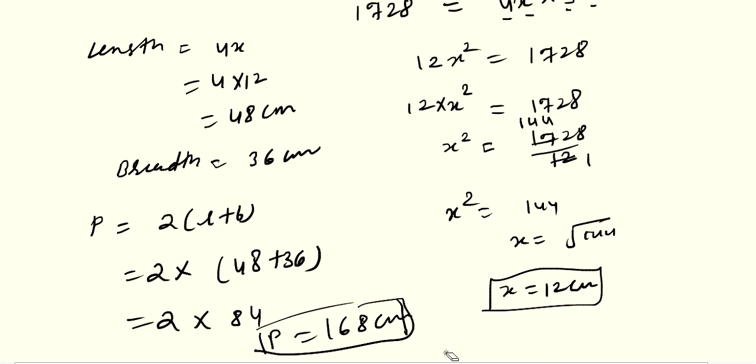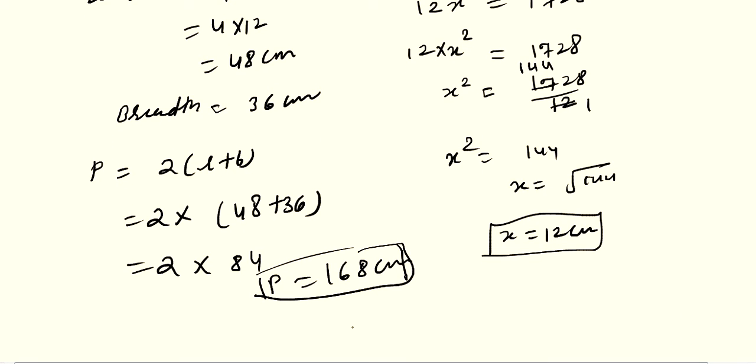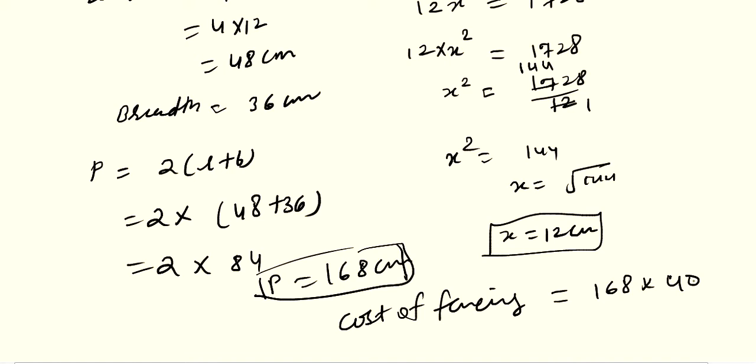Now the cost you have to find. So simply you have to write the cost of fencing equals perimeter 168 into the cost per meter, which is 40 rupees. So multiply 168 into 40. So 6720 rupees is the required cost.